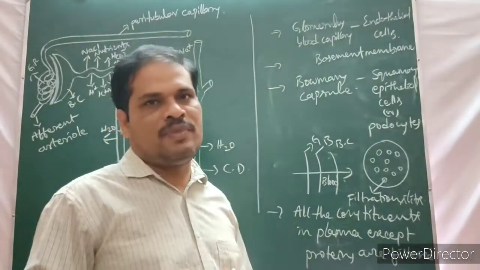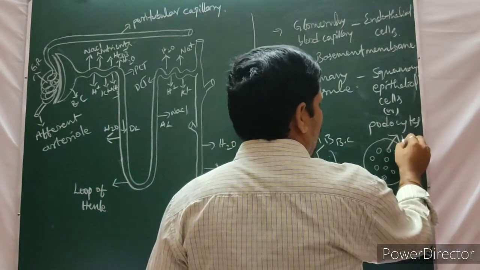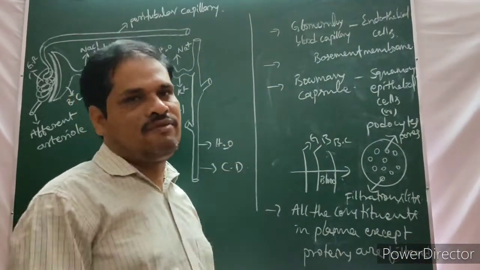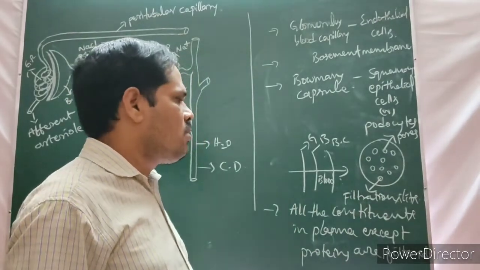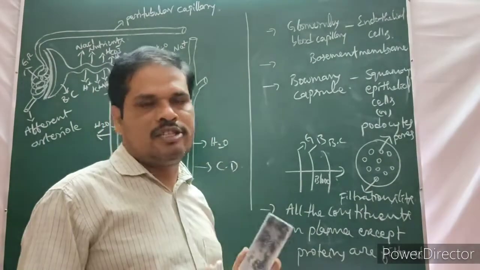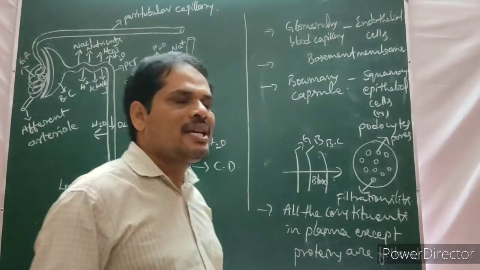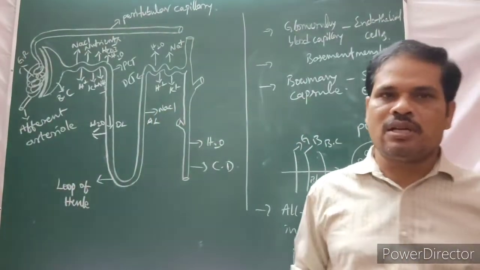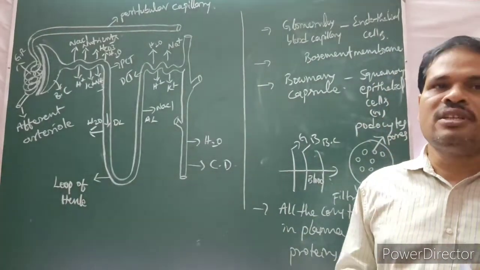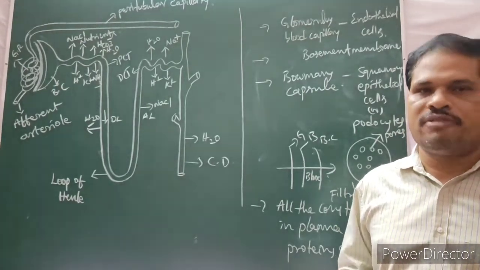Filtration slits or filtration pores are formed. Through these, blood is passed, and all the constituents of plasma are filtered except the proteins. This is what we call ultrafiltration, because filtration is done at a minute level. In the glomerulus, filtration is done, that's why it is also called glomerular filtration.